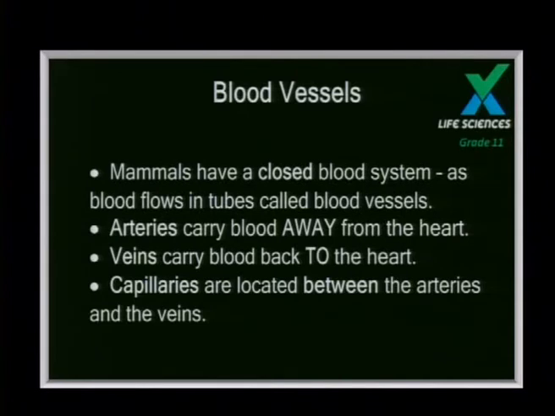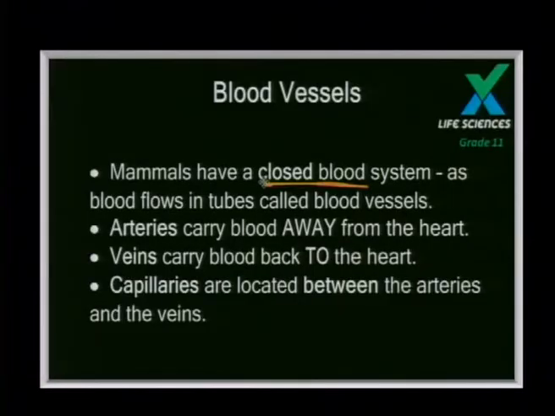Now, we have a closed blood system, and if you don't know that by now, heaven help us. Closed means it flows inside veins or arteries or a structure of sort. The blood doesn't just bathe the organs like with an open circulatory system, for example, in insects or your different arthropods. Blood flows in tubes called blood vessels. And that should be your definition.